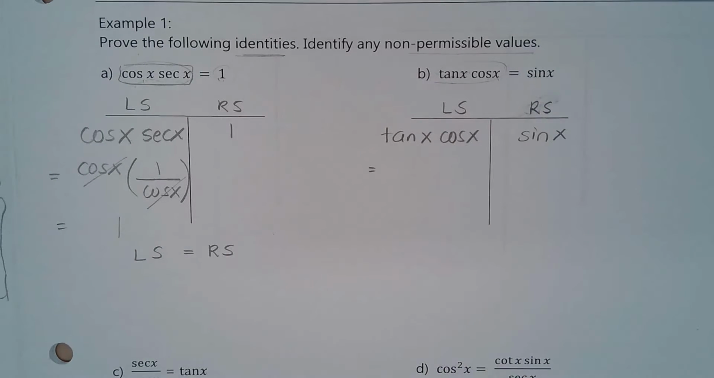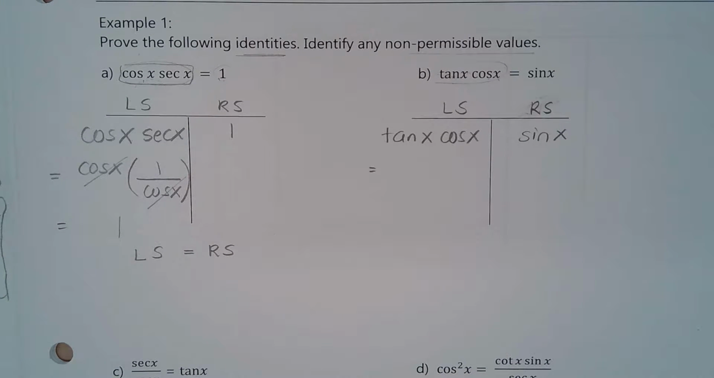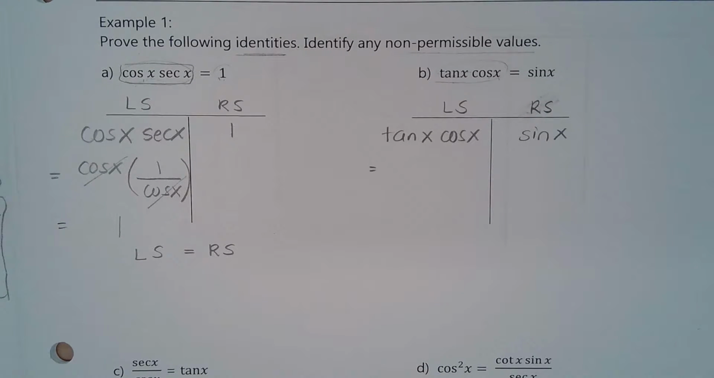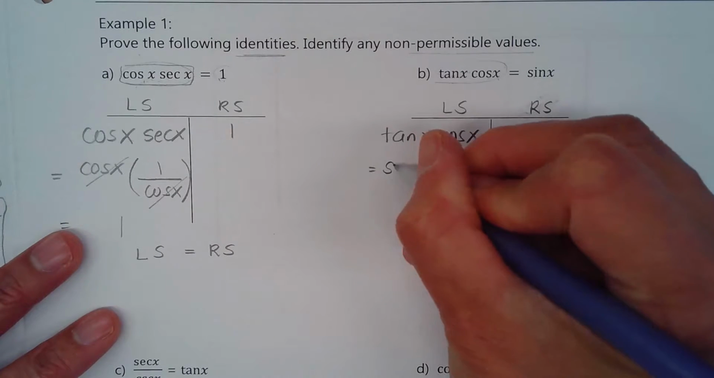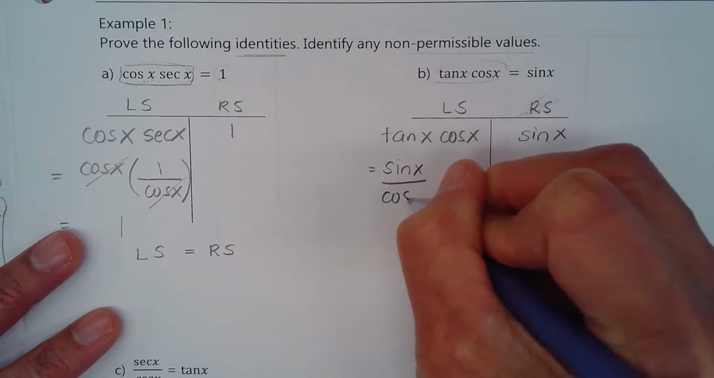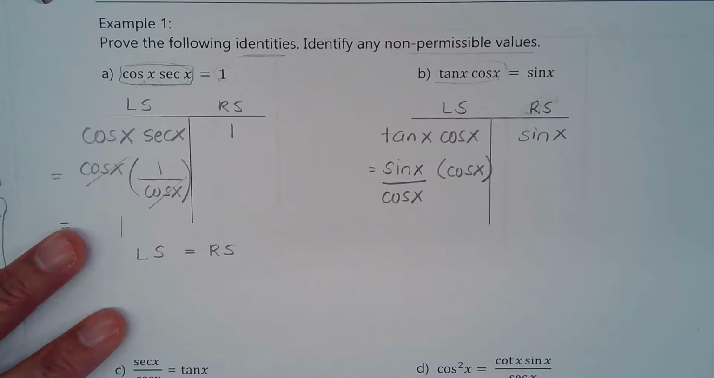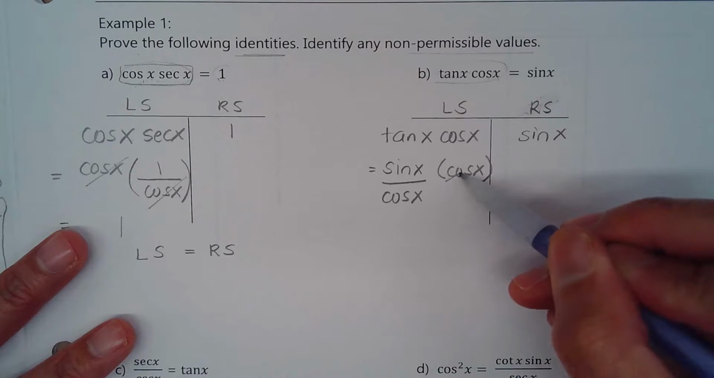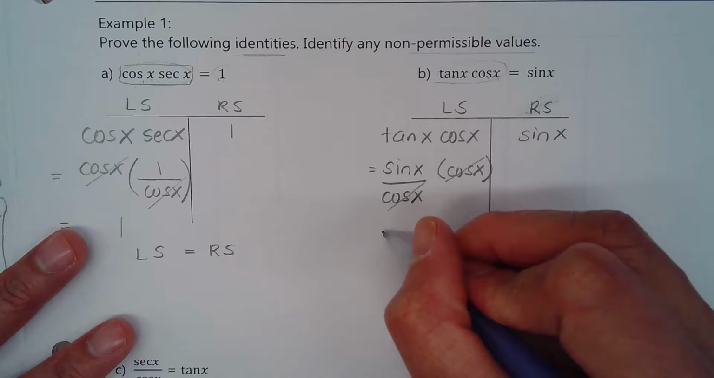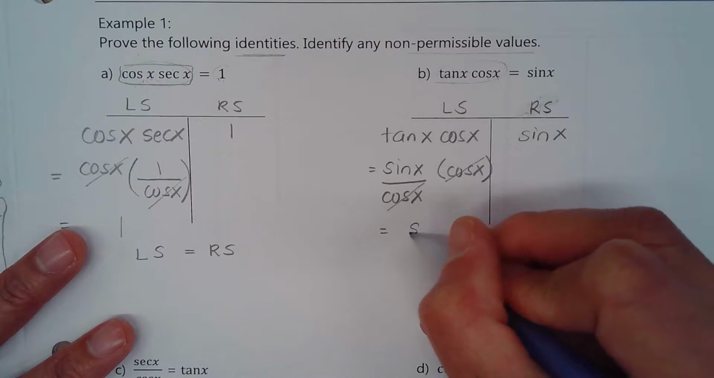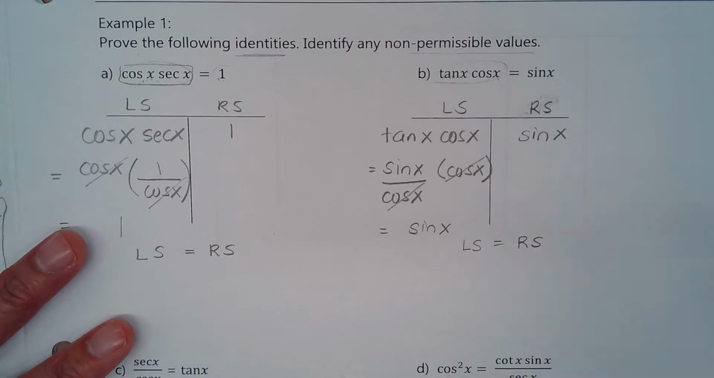So tan of x times cos of x. What can we do as a possibility? How do we start? Change the tan of x to its identity. And what's the tan of x? Sine of x over cos of x, right? So sine of x over cos of x, and then times cos of x. We can cancel common factors. Cos of x and cos of x are common factors. So we're left with sine of x. That means left side is equal to the right side.